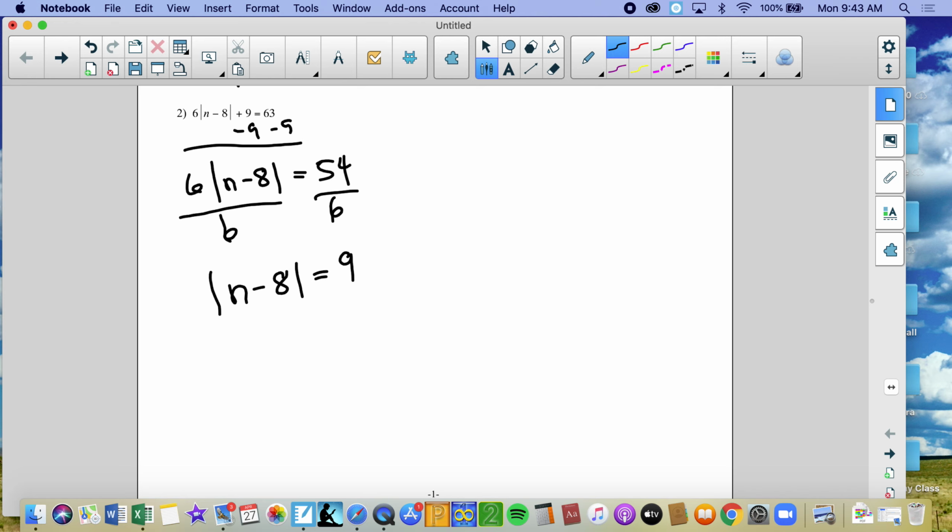Now that we've isolated the absolute value, let's cover up the n minus 8. If we just saw this, what value could go in there to produce an absolute value that would give us 9? Well, -9 and +9. So we have to separate this. n minus 8 gives us 9, and n minus 8 gives us -9.